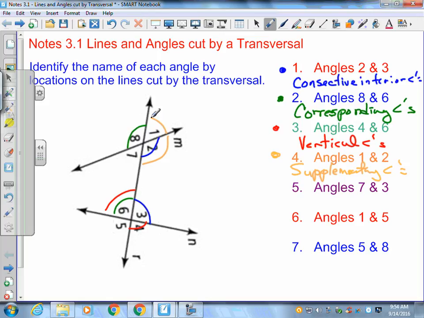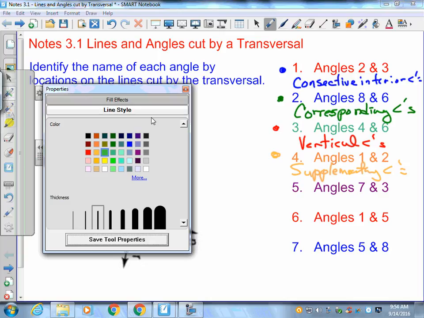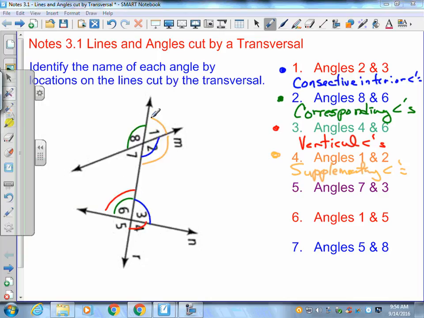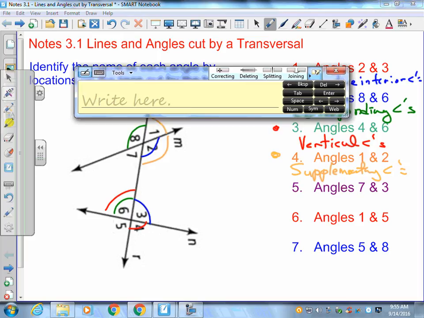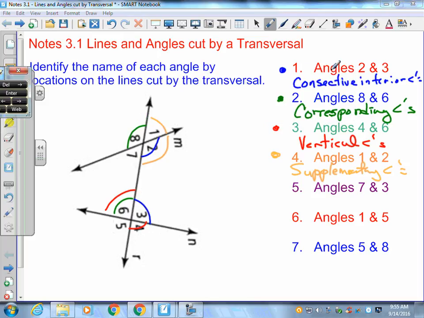All right. I think I'm going to change that color to this one. So now we are ready for number 5, which is angles 7 and 3. So I wish it would quit thinking I want to write on the board with the typing. So there is 3 and 7.